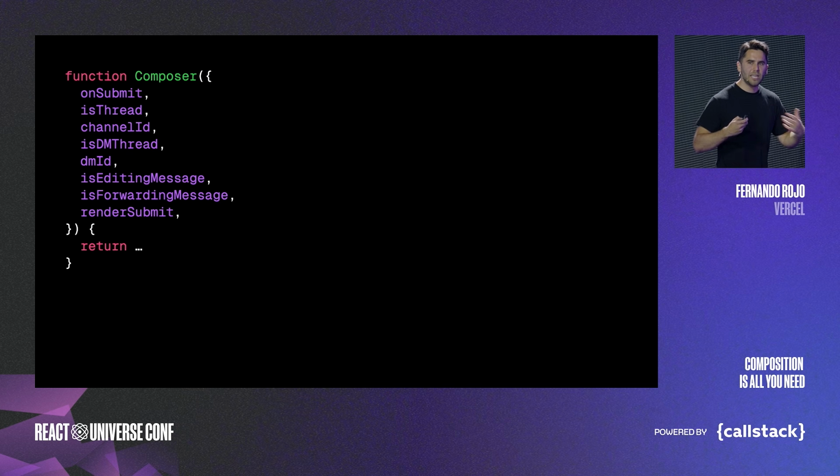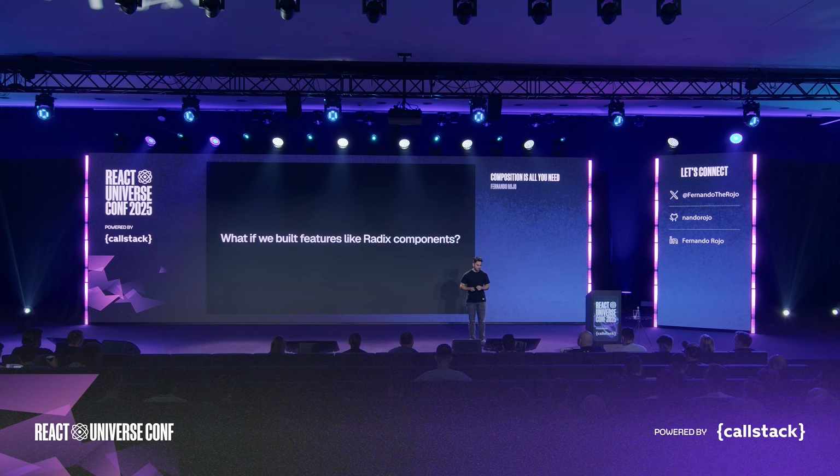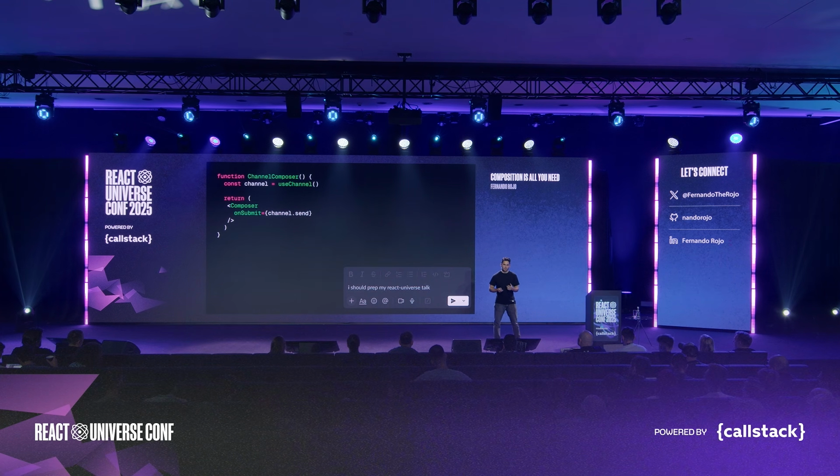Well, if we do that and we keep expanding the API, we'll end up with a composer that looks like this. Quite a nightmare to work on. So instead, let's try something new. What if we built our features like Radix components? Instead of this channel composer, which renders a monolith with a giant list of optional props.